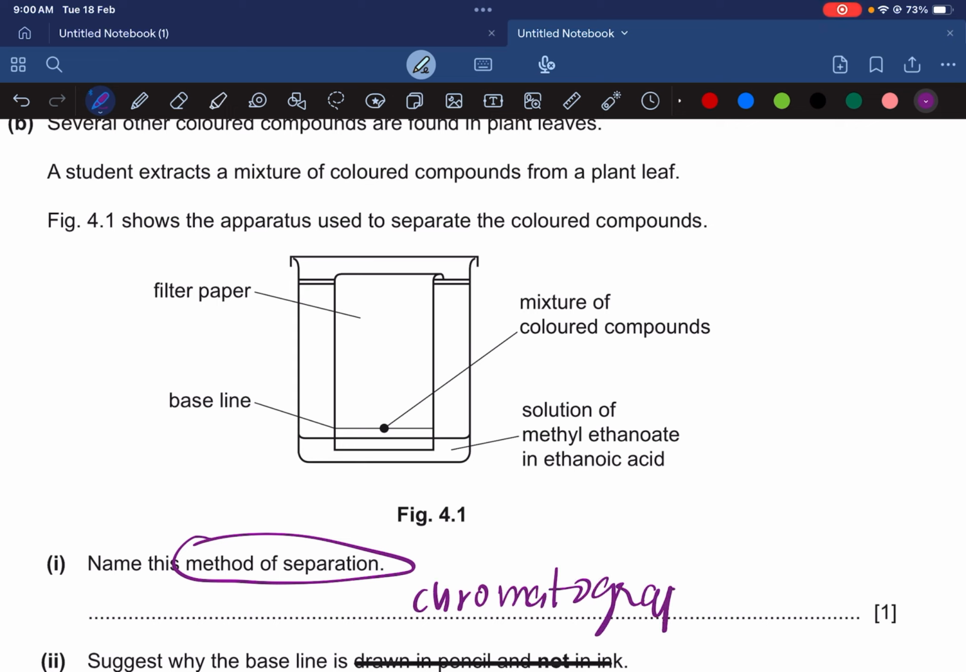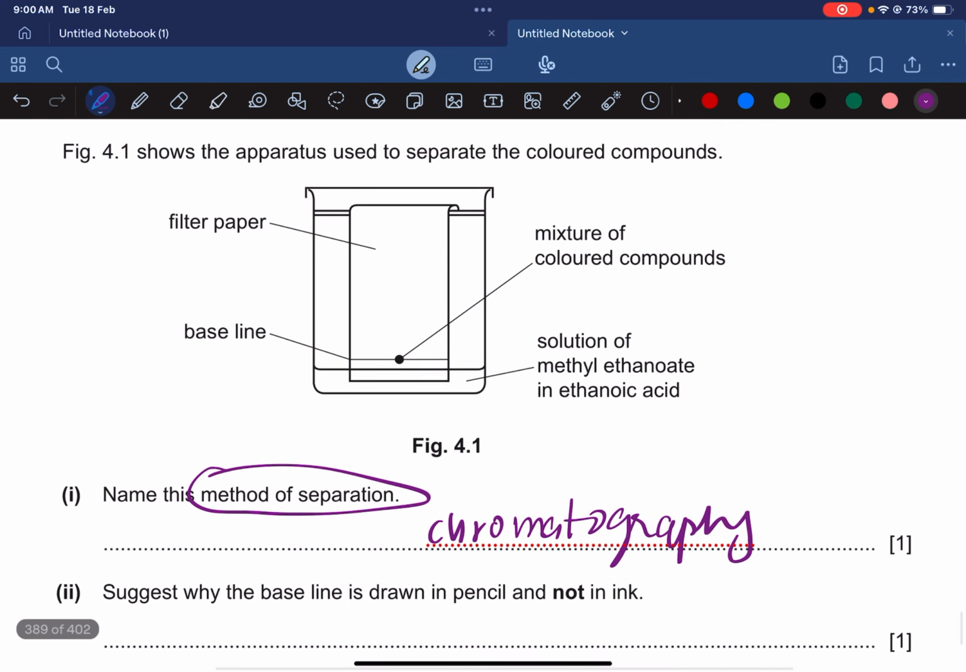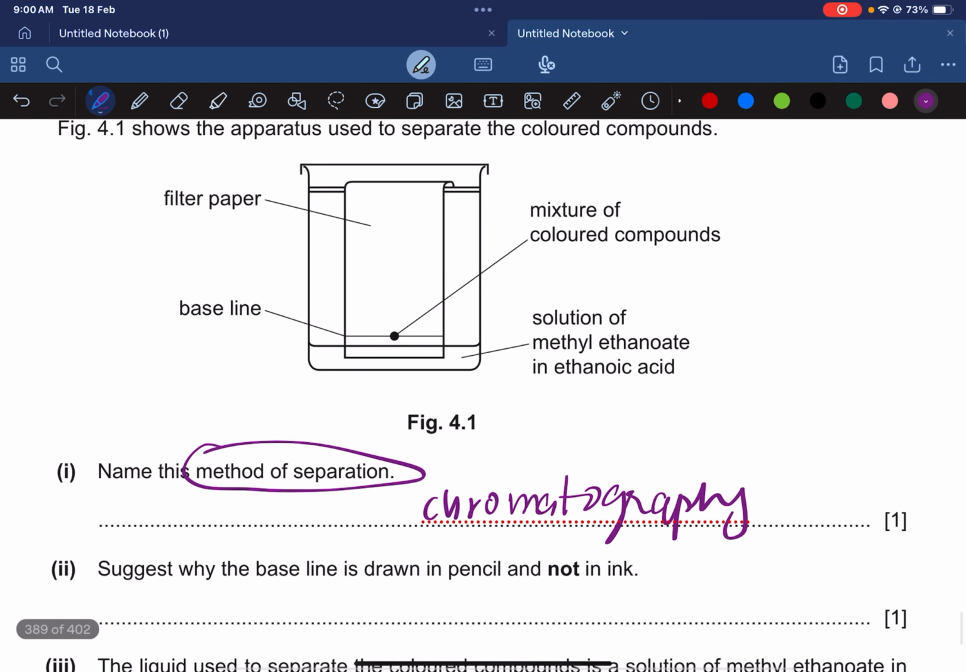Okay, there is no rocket science in it. Simple chromatography going on. Suggest why the baseline is drawn with the pencil and not ink. The reason for that is simple: pencil is insoluble.